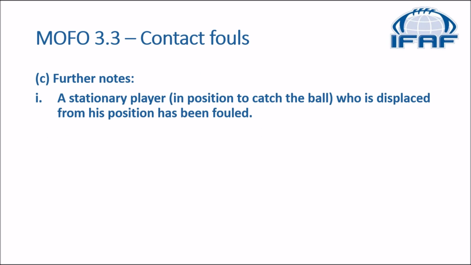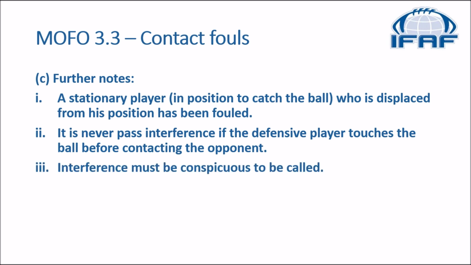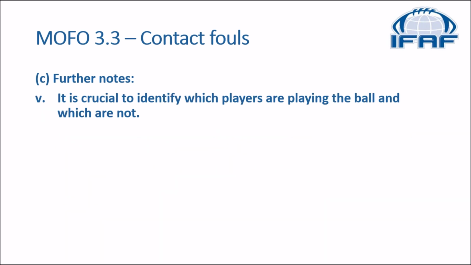C. Further notes. 1. A stationary player in position to catch the ball who is displaced from his position has been fouled. 2. It is never pass interference if the defensive player touches the ball before contacting the opponent. 3. Interference must be conspicuous to be called. 4. Remember that the defense has as much right to the ball as the offense. 5. It is crucial to identify which players are playing the ball and which are not.